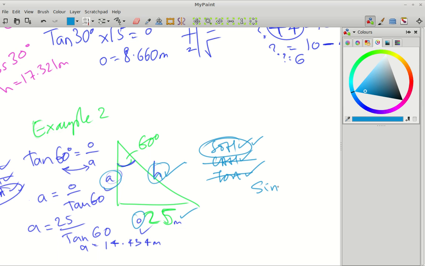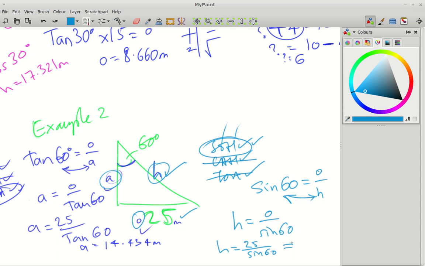So the sine of 60 equals O then H, so it's O over H. Again, the term we want to know is on the bottom, so we'll just switch that. So we're going to end up with H equals O divided by sine of 60. H equals 25 metres divided by sine of 60. Notice this time it's sine of 60, whereas before it was tan. Right, that's where the difference is coming in.